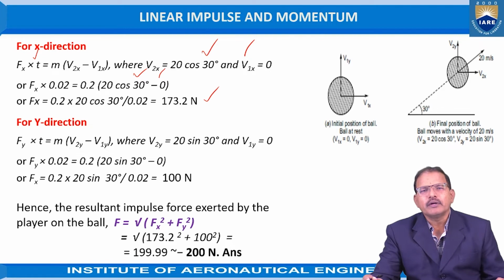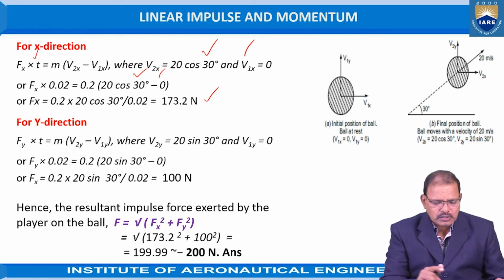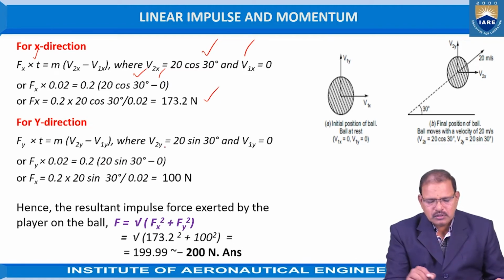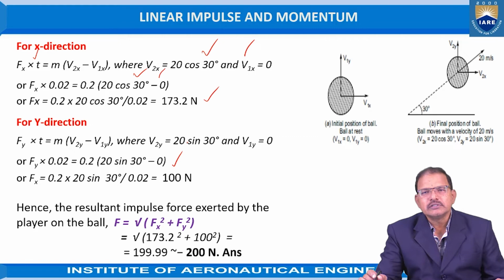Similarly, in the y direction, Fy into t is equal to m into v2y minus v1y, where Fy is representing the component of force which is acting in the y direction, and t is the time taken for impact. This is equal to the change in momentum in the y direction. m into v2y is representing the final component of velocity after the collision, and v1y means the component of velocity in the y direction before the collision. On substituting the values, we get Fy into 0.02 is equal to 0.2 into 20 sin 30 minus 0. On simplification, we get Fy is equal to 100 newtons.